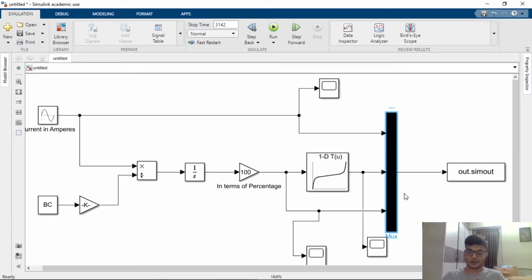So this is a mux block. A mux block basically combines all the values into a single signal output, and we'll visualize it using a To Workspace block, and the variable name is SimOut. Let us run our simulation.